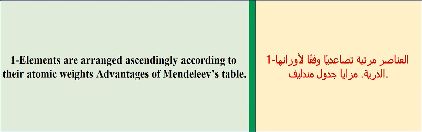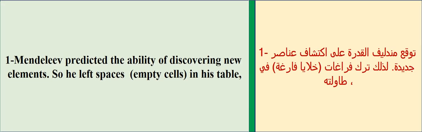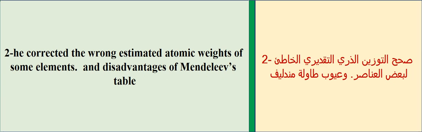A. Mendeleev's periodic table. 1. Elements are arranged ascendingly according to their atomic weights. Advantages of Mendeleev's table. 1. Mendeleev predicted the ability of discovering new elements, so he left spaces, empty cells, in his table. 2. He corrected the wrongly estimated atomic weights of some elements.